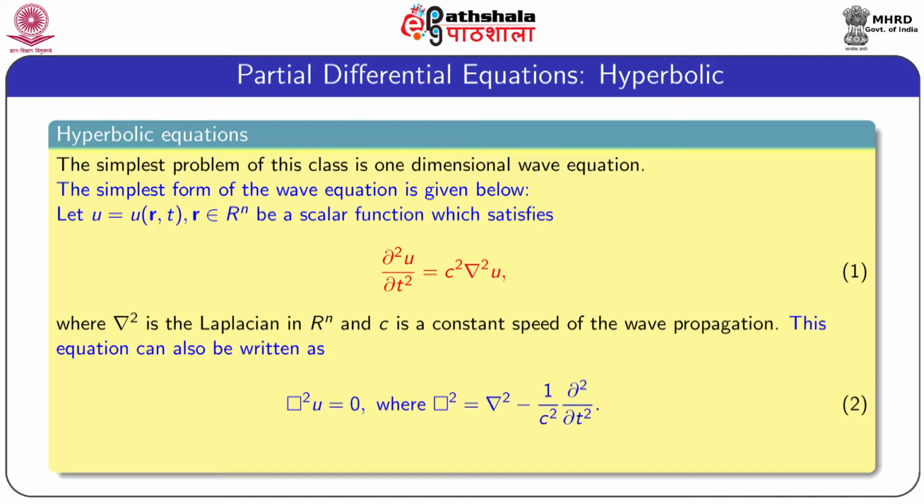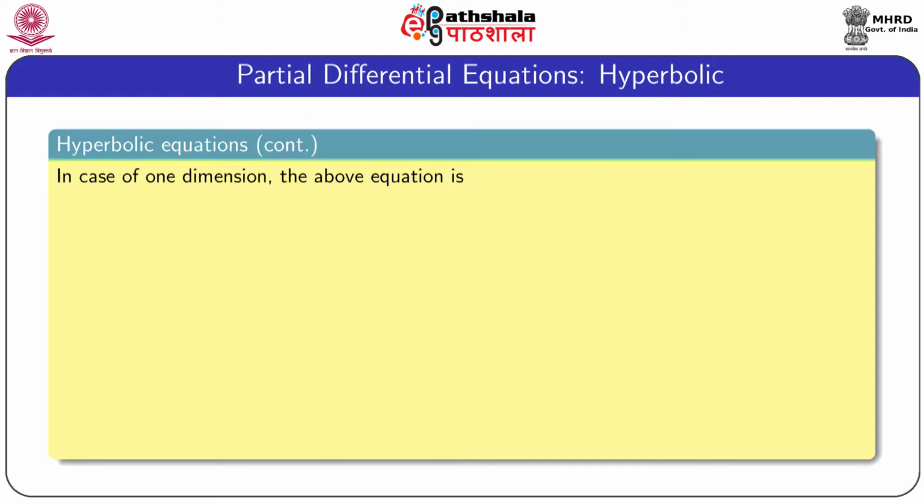This equation can also be written as square u equal to 0, where square equal to nabla 2 minus 1 by c square del 2 del t2. This operator is known as the D'Alembertian operator. In the case of one dimension, the above equation is del 2 u del t2 equal to c square into del 2 u del x2, where t, the time variable, is greater than 0, and x lies between 0 and 1.